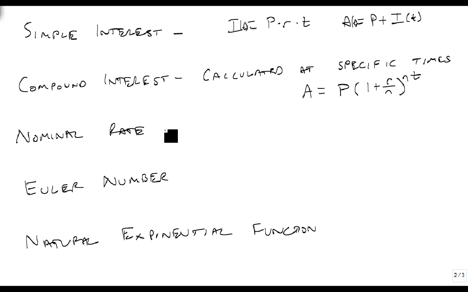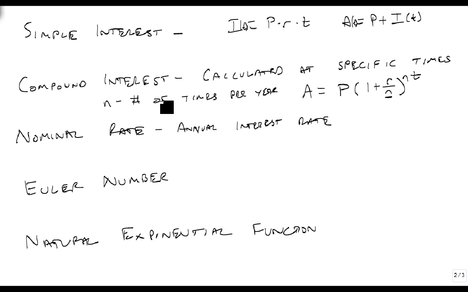And this interest rate is the nominal rate. This is the annual interest rate, but you don't pay all of the interest rate. It's not calculated every time you recalculate. It's calculated in n batches. So n is the number of times per year that you recalculate how much you owe or how much is owed to you.